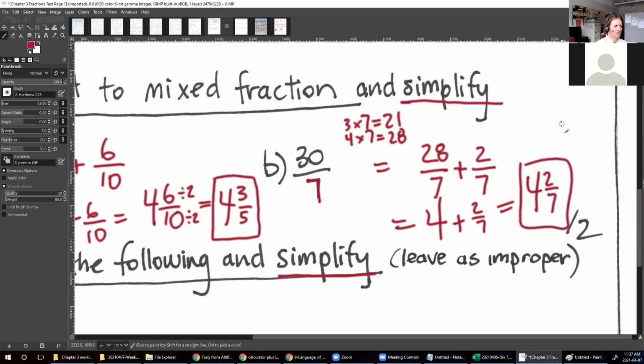And I'm pretty sure I can do a bunch more of the examples if you want. Let's see if mine will actually do it. Sorry, I want to do 30 sevenths. I'm just going to double check my answer. I don't know if you can see, it's probably too hard to see because I'm on a little screen. It does give me 4 2/7.